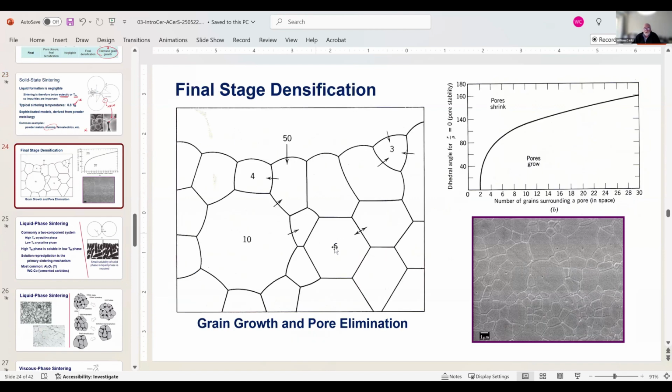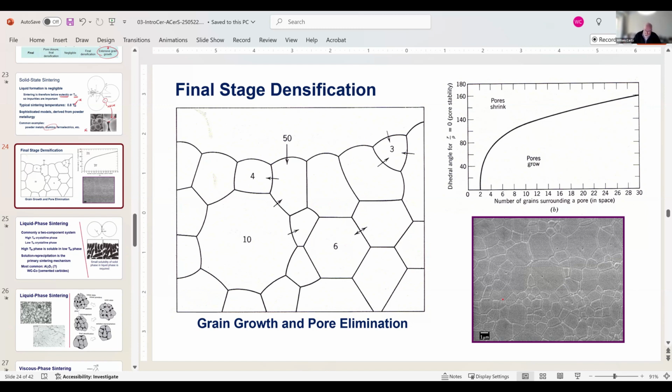We go to final stage sintering. We have this sort of situation here. Curvature. We are trying to minimize energy. That's the whole point of sintering, is minimizing energy. And a high surface area powder has a lot of energy. And so by reducing that surface area, I reduce the energy in the system.